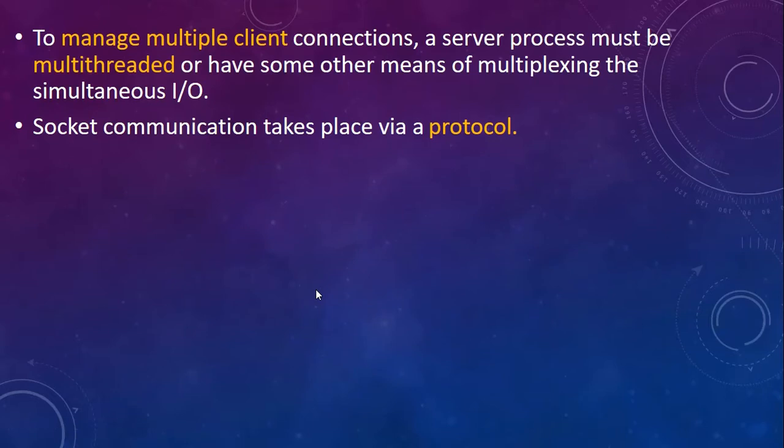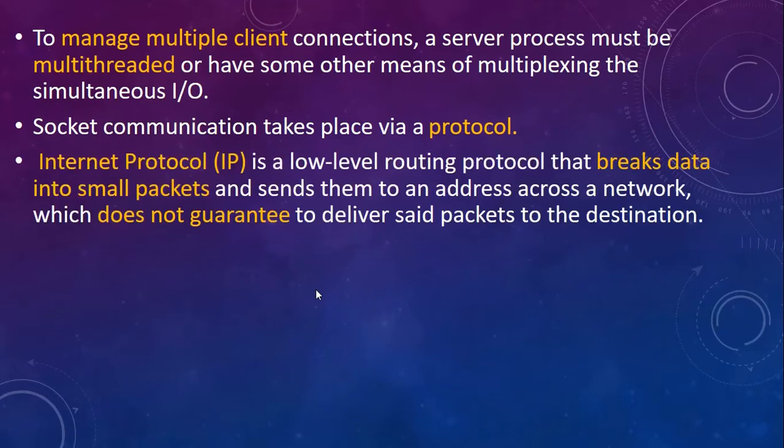Now, socket communication takes place via a protocol, the Internet protocol. I think I had shown you the diagram. In that there is a layer called the network layer. You have the physical layer, then the data link layer, then the network layer, and in this network layer the protocol is nothing but the rules that are to be obeyed for the data that is being transmitted. So Internet protocol is basically a protocol in the network layer. It's a low-level routing protocol.